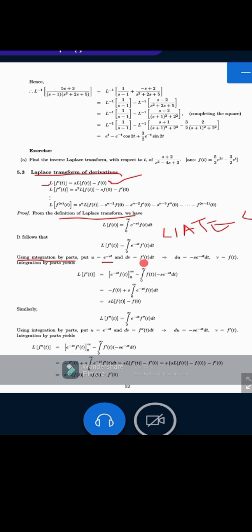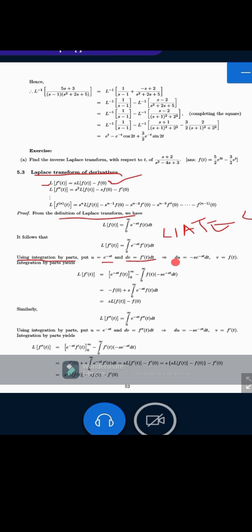The other values that are remaining, we are remaining with f prime of t dt. So this will be our dv.